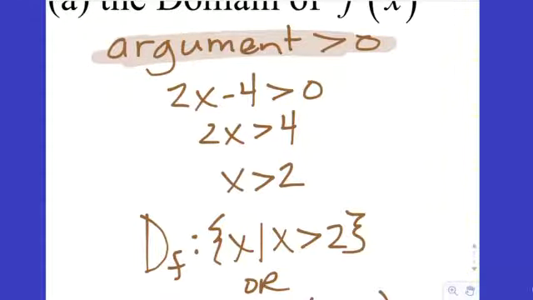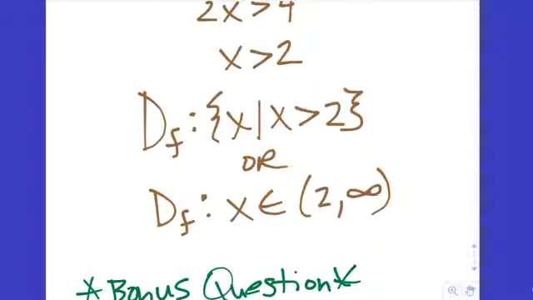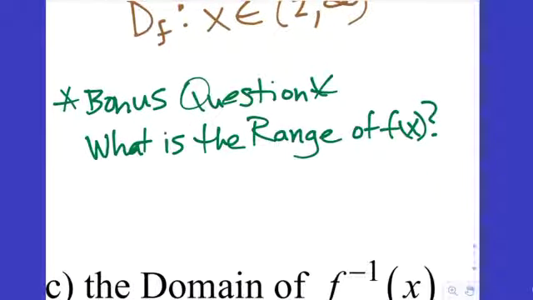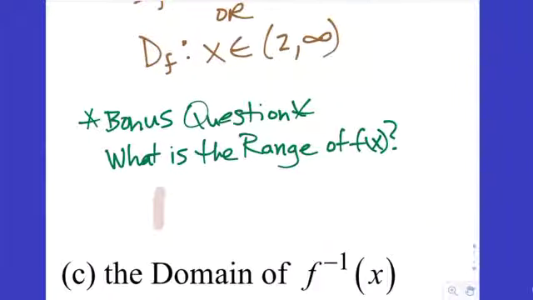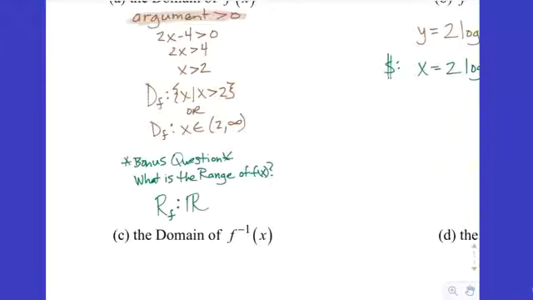So the domain is everything greater than 2, so you can write it in set notation, or interval notation is the one on the bottom. X epsilon, remember that means x is in the interval from 2 to infinity. Bonus question. What is the range of that function? All real numbers, yeah. That's kind of a boring question for a log function, because it's the same for every log function. The range of any log function or transformation of it is all real numbers, just like the domain of exponential was all real numbers.